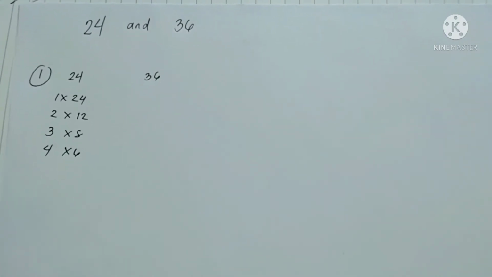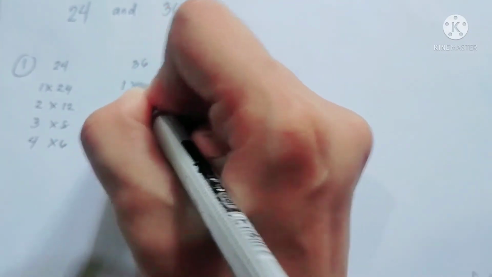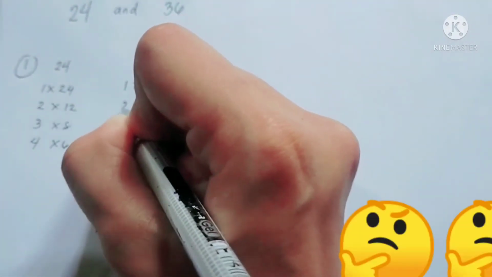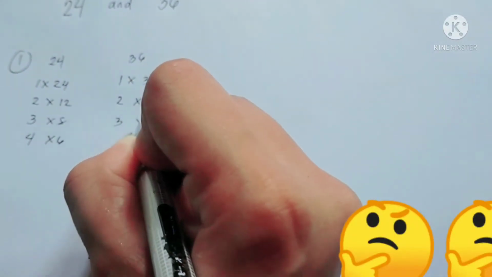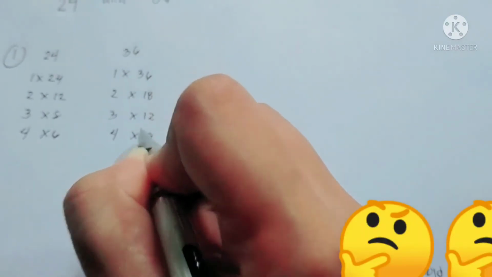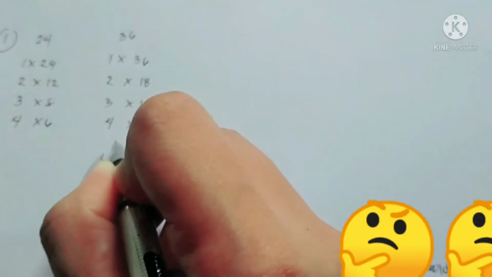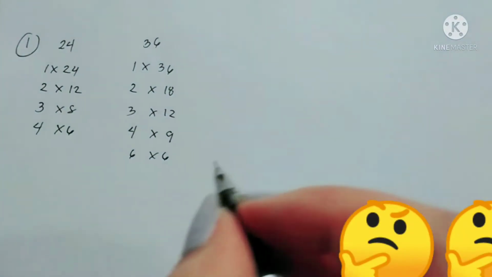Ayan, so meron pa ba? So, wala na. Next na natin si 36. 1 times 36, 2 times 18, 3 times 12, 4 times 9, meron pa ba? 6 times 6. Ayan. So, ayan na lahat ng factors ni 36.